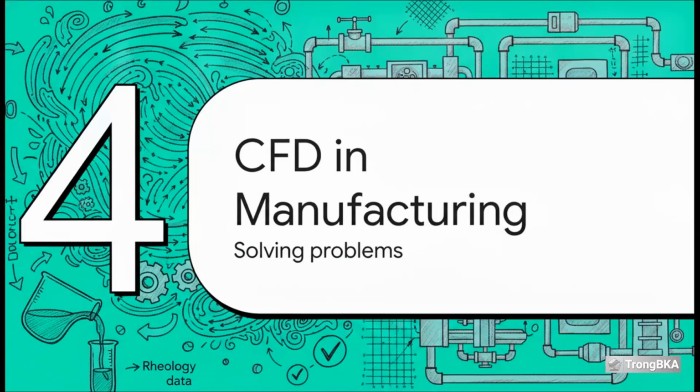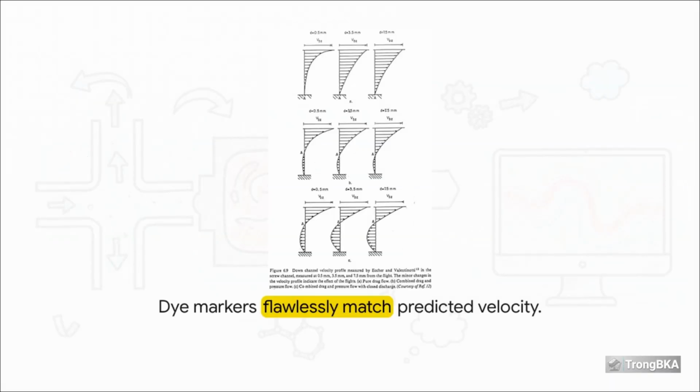All right, Section 4, Applying CFD in Manufacturing. Okay, so how do we know if our CFD software is actually working to build a true digital blueprint? Well, engineers run physical experiments to check. In studying down-channel velocity profiles inside a screw channel, researchers literally injected dye markers right into the flowing plastic and tracked their movement. And the amazing thing? The physical dye patterns flawlessly match the velocity profiles predicted by our numerical simulations. No way, right? But it proves that when we evaluate a design in CFD, we can fundamentally trust those results in the real world.